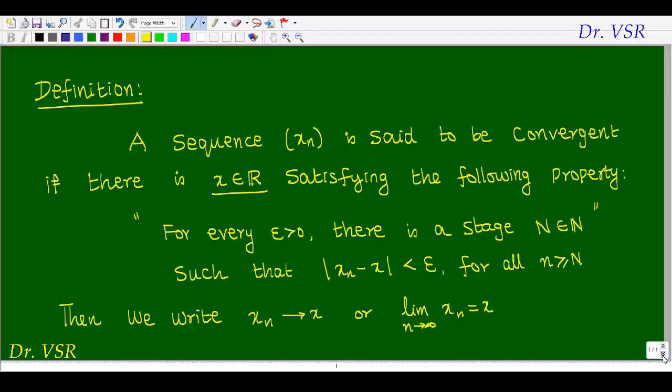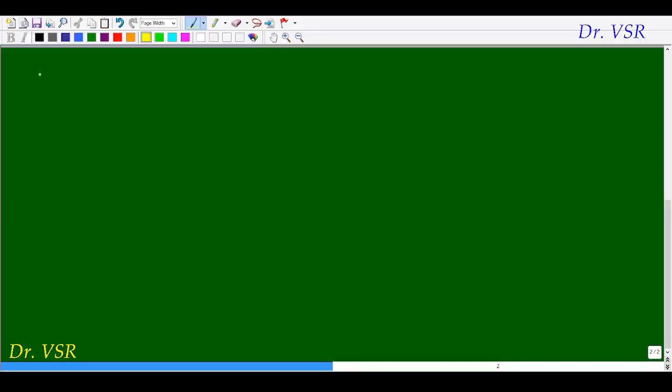Okay, so problem number 1. Show that 1 by n converges to 0. So we are going to show that this 1 by n converges to 0.